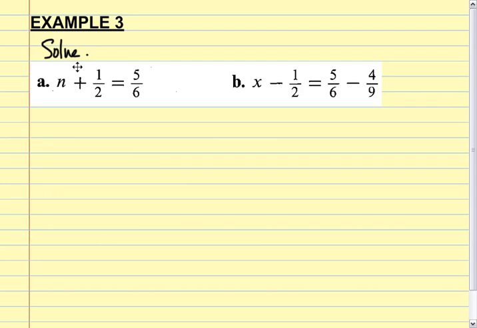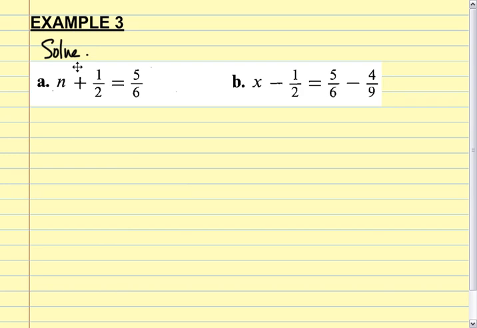Okay, now I'm looking at A right now. And in A, what is the variable, Maggie H? N. Is it by itself, Maggie H? No. What's with it, Reagan? It's with 1/2. What's happening between the 1/2 and the variable? They're being added.